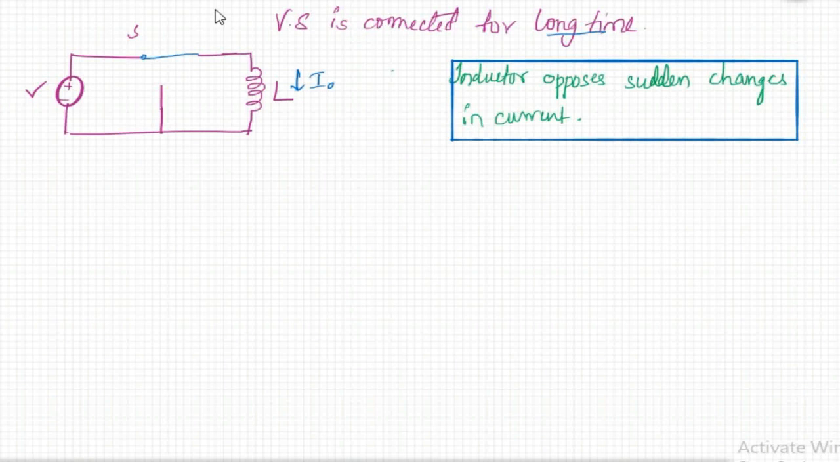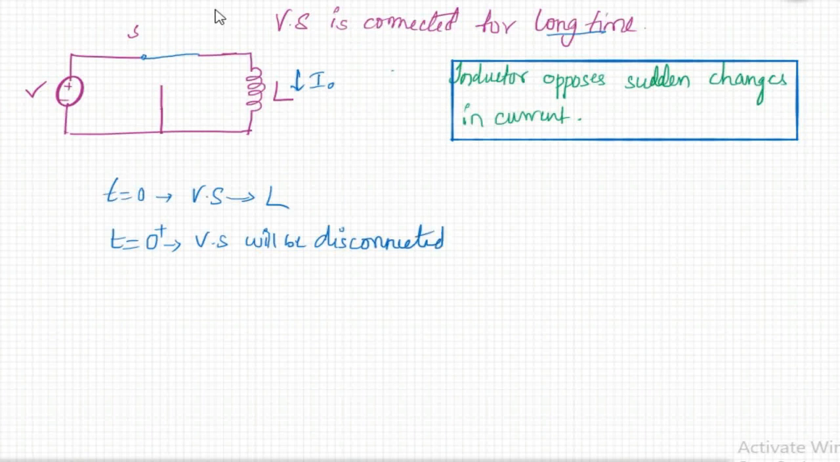Now after t is equal to 0, the voltage source connected to inductor, I am going to remove that voltage source. So just after t is equal to 0, the voltage source will be disconnected from the circuit. For that I am going to move the switch from this position to this position. Now the voltage source has been disconnected from the circuit.